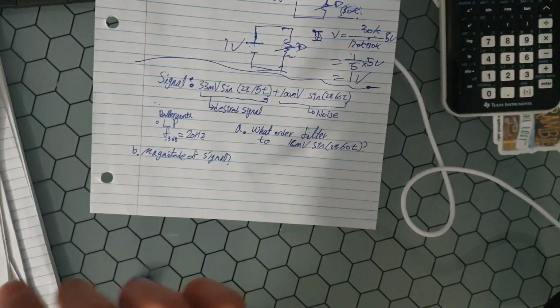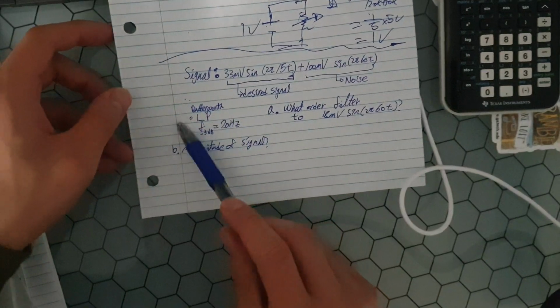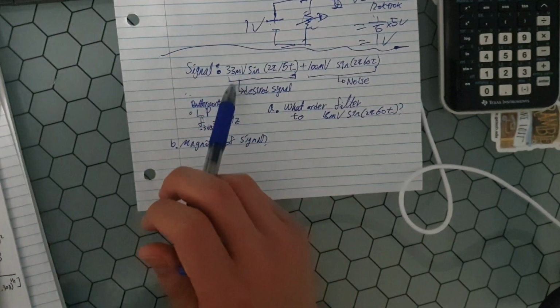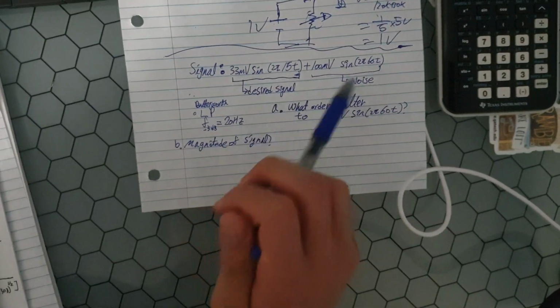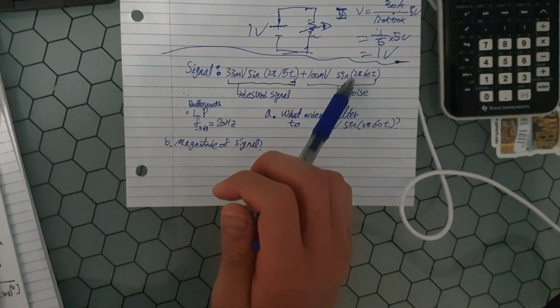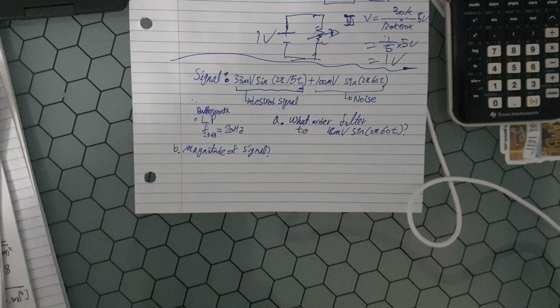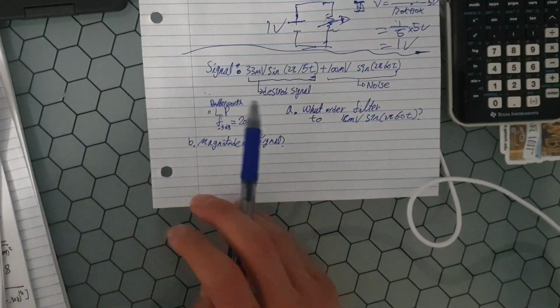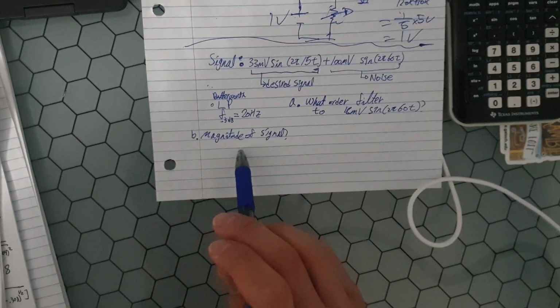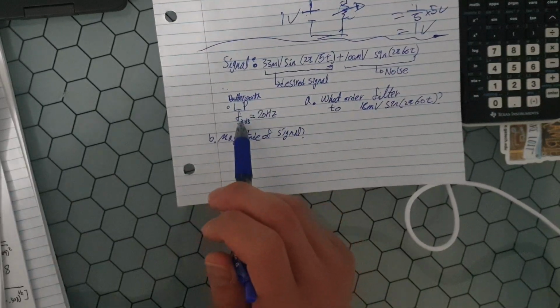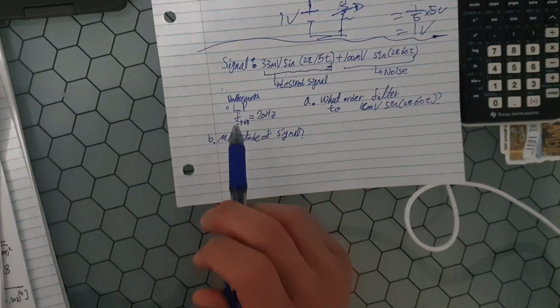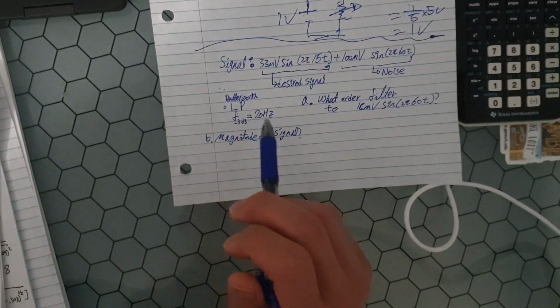This is the second question. We have a signal of 33 millivolt sine 2 pi 15t, which is the desired signal, and 100 millivolt sine 2 pi 60t, which is the noise. And it has a Butterworth low pass filter with a -3 decibel frequency of 20 Hertz.